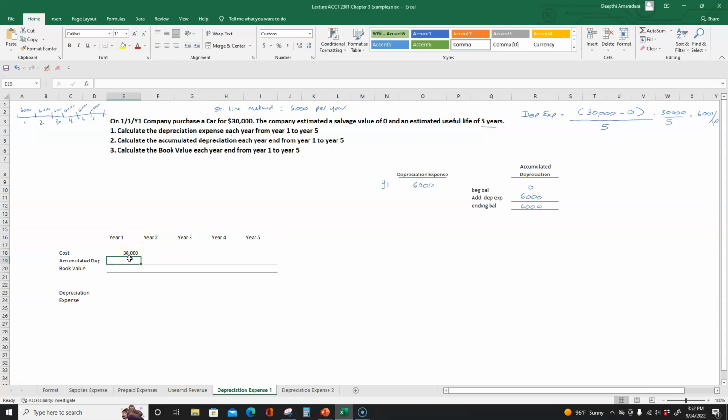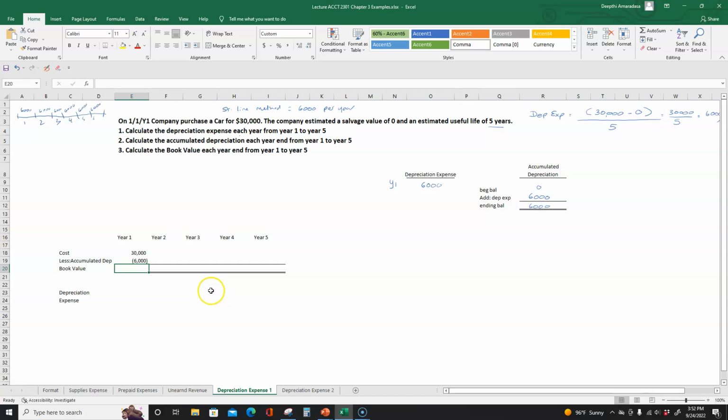So I'm going to subtract 6,000 because even though accumulated depreciation increased, to calculate book value, we have to decrease accumulated depreciation. So I'm actually going to put a little notification that says less. And that should help you see why that calculation is subtracted. Now, to calculate book value, we take 30,000 minus 6,000. That gives you 24,000 at the end of year one. 24,000 will be reported in the balance sheet.